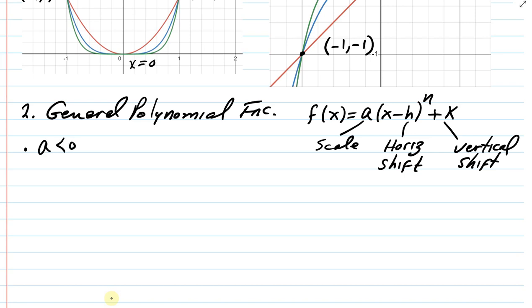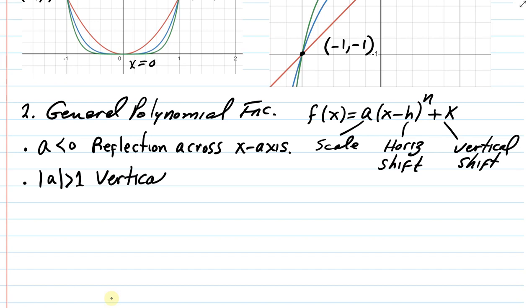If the coefficient in front of the parentheses, in front of the function, is negative, that causes a reflection across the x-axis. It simply flips the graph over. Now, if the absolute value of a is greater than 1, we have a vertical stretch. Remember, we've done this before. A vertical stretch will give it that narrowing effect. Vertical stretch by a factor of a.